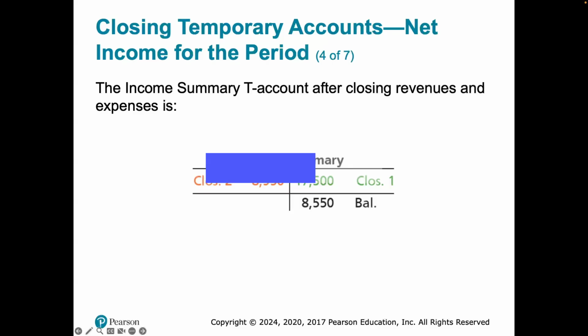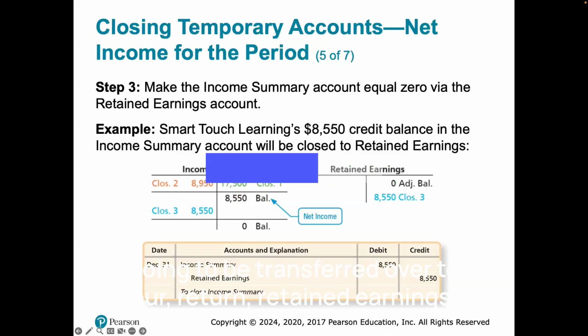So the income summary T account after closing revenues and expenses. So we have now income summary. This is something you're going to have to calculate on the side, and you'll create a ledger account for income summary. On one side, we have our debit, which is all of our expenses. And on the other side, we have a credit, which is all of our revenues. We then combine and total those amounts. And now we can see that we have an $8,550 credit balance, which means we had a net profit, our net income.